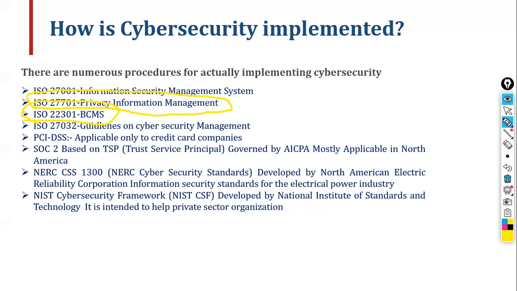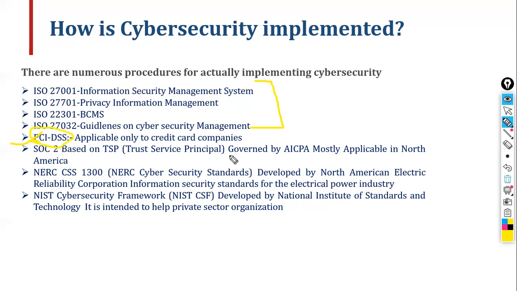One of the standards is ISO 27032. This standard is used for cybersecurity management. Cybersecurity related things are covered in that. Apart from these ISO standards, there are various standards like PCI DSS. PCI DSS is used for credit card companies, or those companies which have a payment gateway and collect payments through the payment gateway. So this standard is applicable to those organizations.